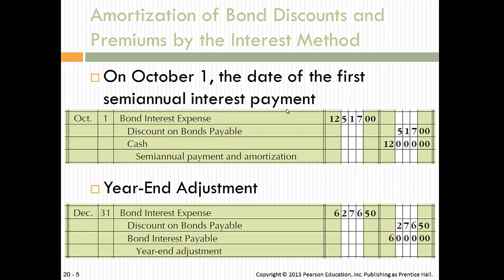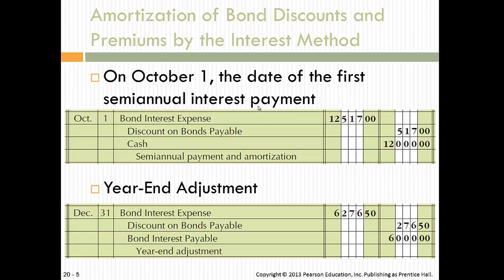The format and accounts used for the journal entries are the same as that which we used when we calculated amortization using the straight line method. It's the amounts that are different. We take the amounts directly from the amortization schedule. For the first interest payment on October 1st, we debit interest expense for $12,517, credit discount on bonds payable for $517, and credit cash for the payment to bondholders of $12,000.